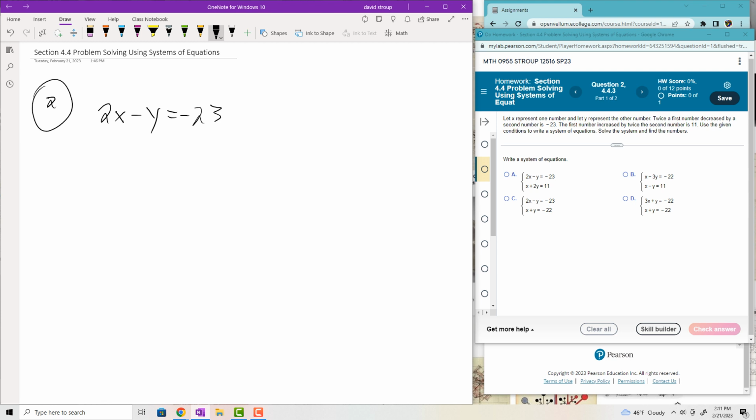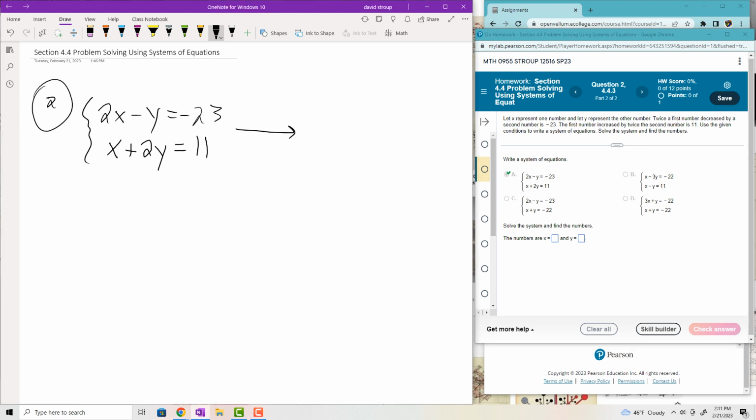That's the first sentence, the second sentence in the paragraph. And then the third sentence, the first number increased by twice the second is 11. So the first number, increase means add, twice the second is just 2 times y, is equal to 11. And that's your system. Simple enough. That's part A. So they give you multiple choices to pick from. And once you get that, then you solve the system.